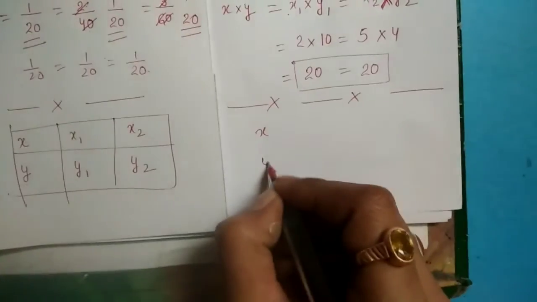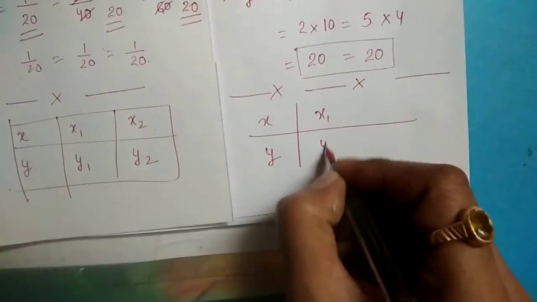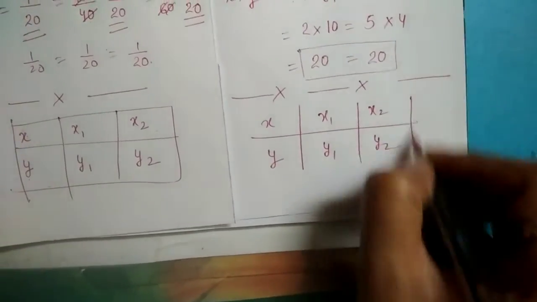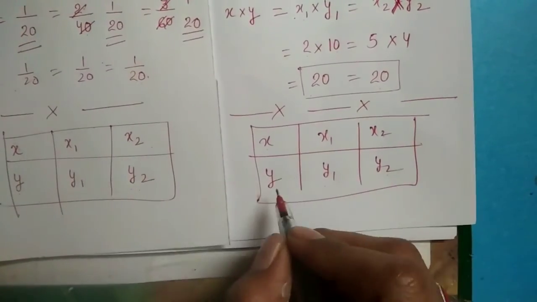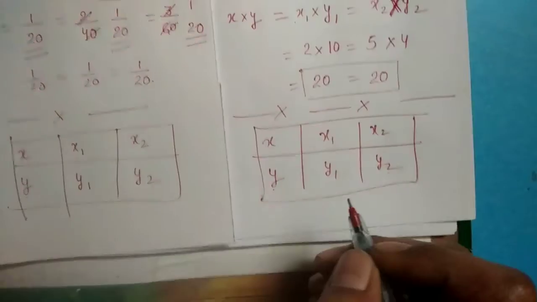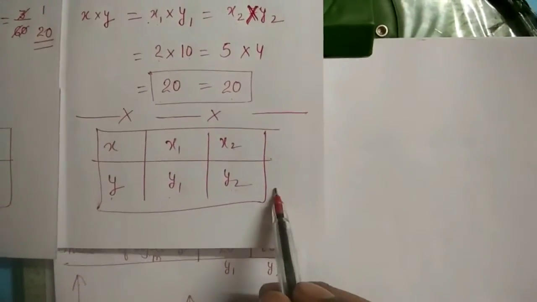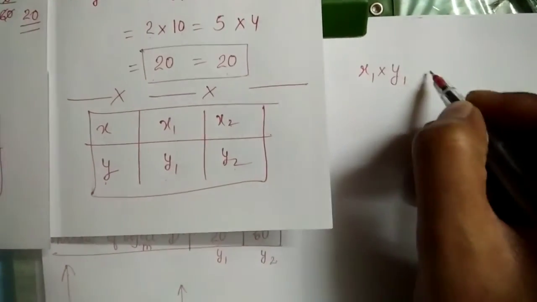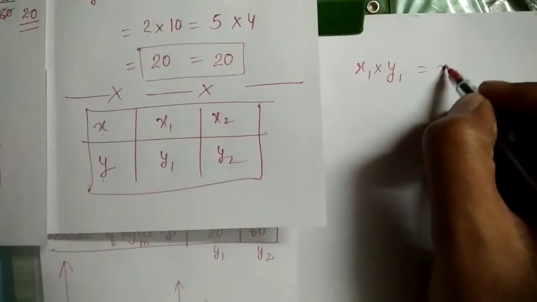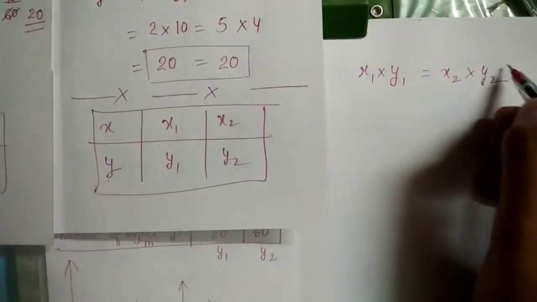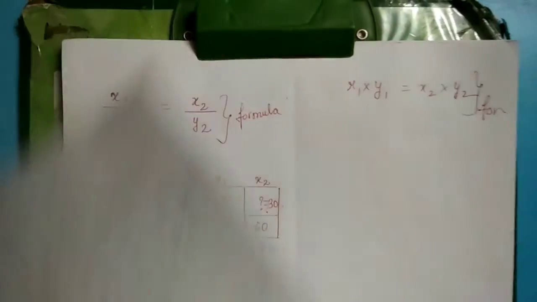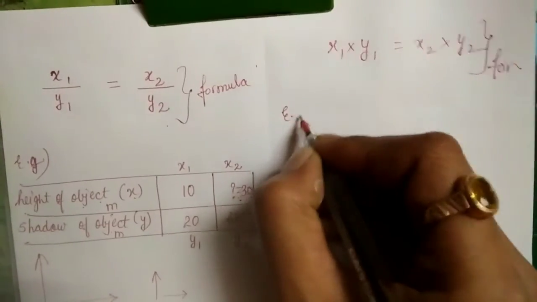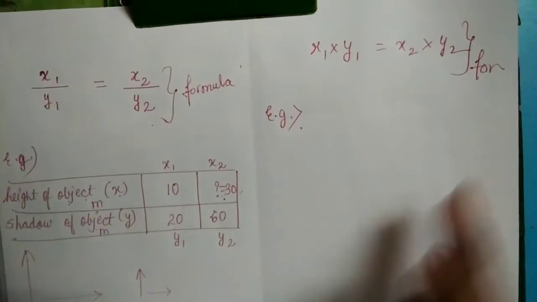Here we have x and y, then x1, y1, x2, y2, where x1, x2 are the corresponding values of x and y1, y2 are the corresponding values of y. So this is the table for the inverse proportion. For the inverse proportion we make the formula x1 multiplied by y1 is equal to x2 multiplied by y2. This is the formula for inverse proportion. Now we will see one example of how to get an unknown value for the inverse proportion.